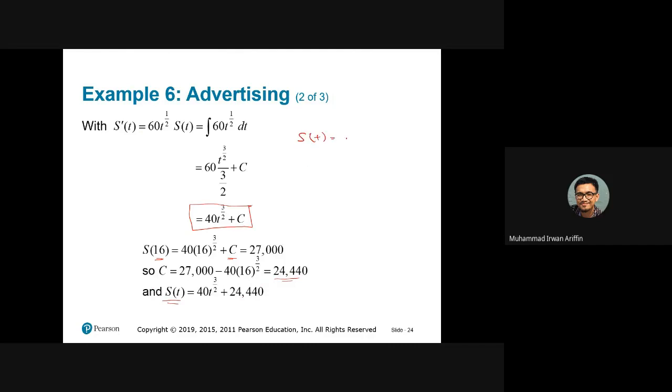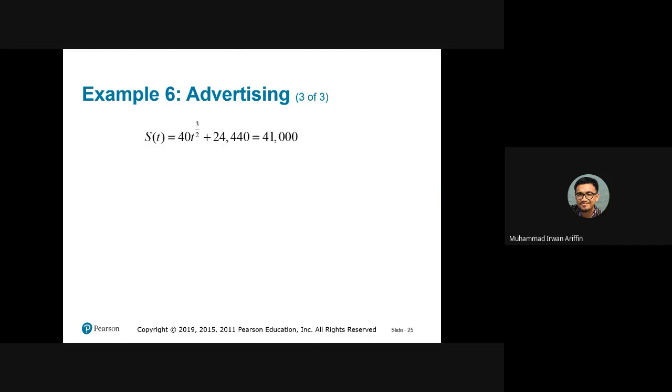And now we can solve for the original objective of the question, where our target is to know how many days t it needs for us to reach 41,000. So what is t then? How do we do that? We simply substitute: s(t) equals 41,000. So 40 t^(3/2) plus 24,440 equals 41,000. Then try to solve for t. Use your calculator. Your t would then equal about 55 or 56 days.